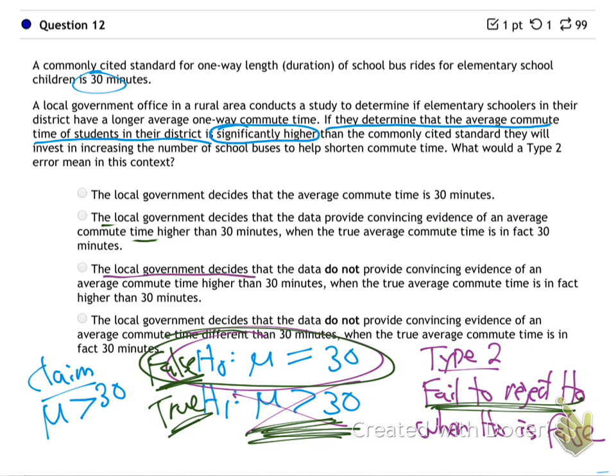The local government decides that the data do not provide convincing evidence of an average commute time higher than 30. Right, they do not believe the higher than 30. When the true average is in fact higher than 30. Yeah, exactly. The true average is in fact higher than 30, but they didn't decide that. That's a type 2 error. We good there?